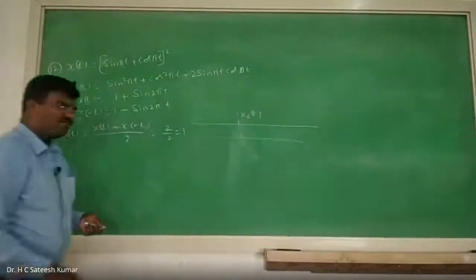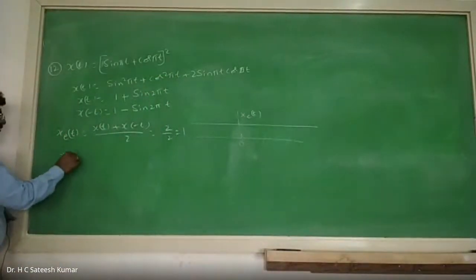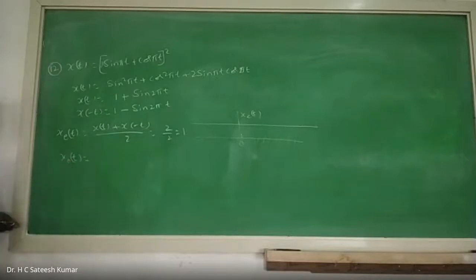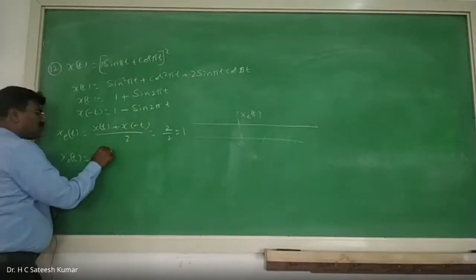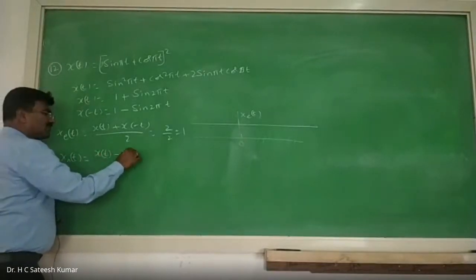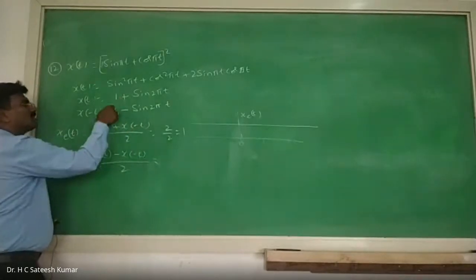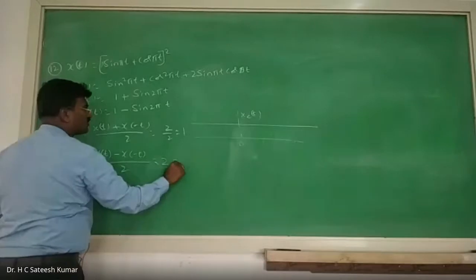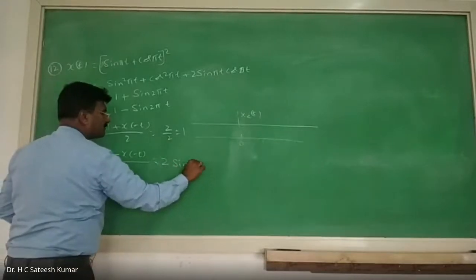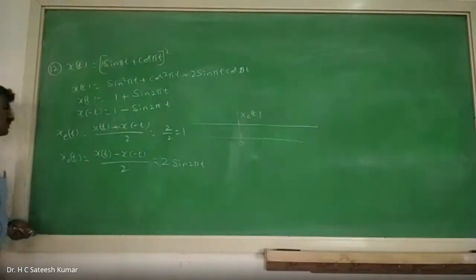And xo of t. xo of t is nothing but x of t minus x of minus t divided by 2. Subtract these two. This will get cancelled. What will you get? 2 sine 2 pi t. So once again you verify this one.